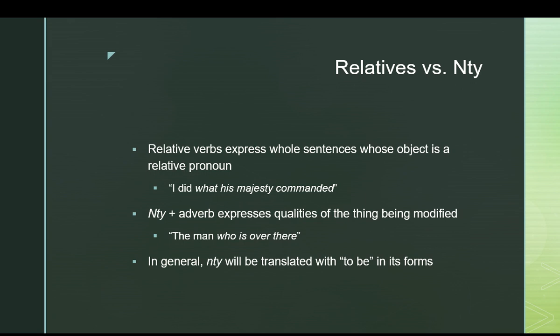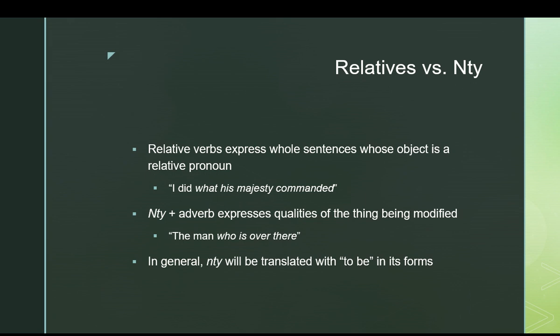Relative verbs are what you use when you need something other than the word "is" or "are" to be in there. So it's not "the man who is over there." It is "I did what His Majesty commanded."